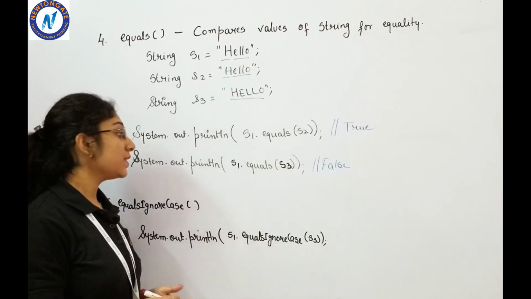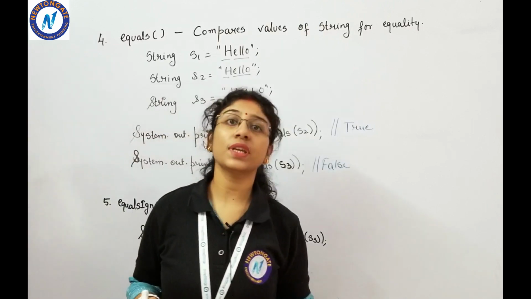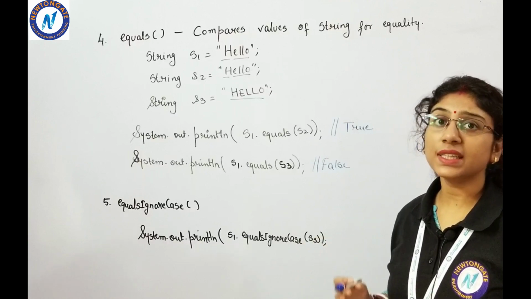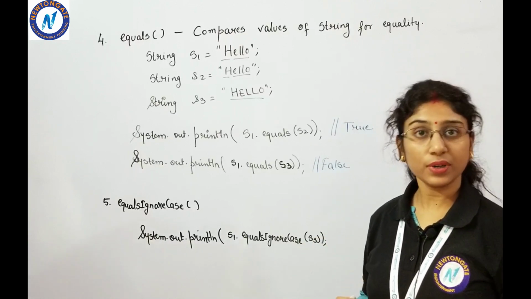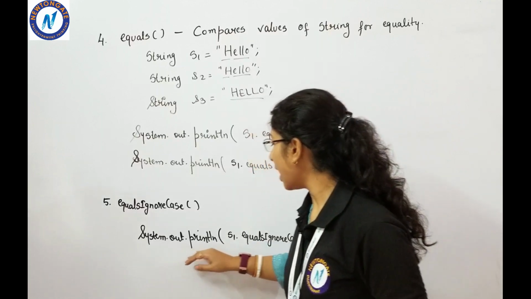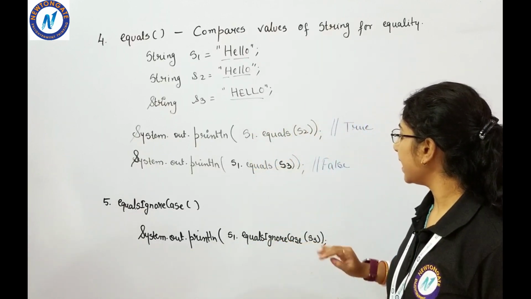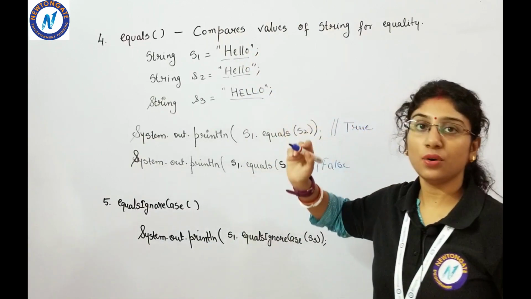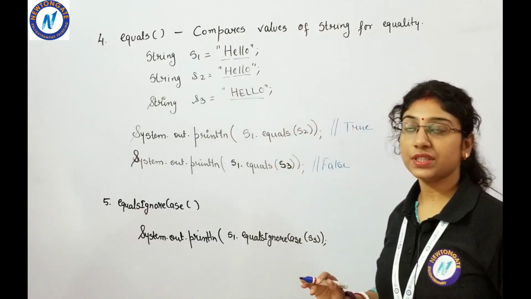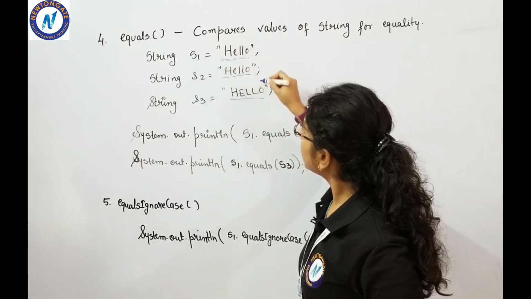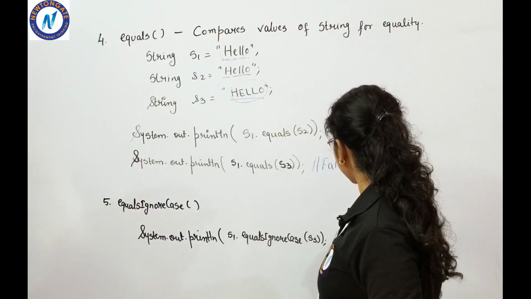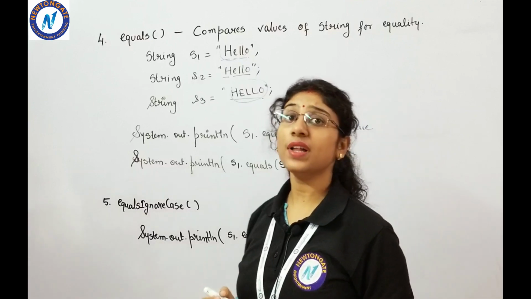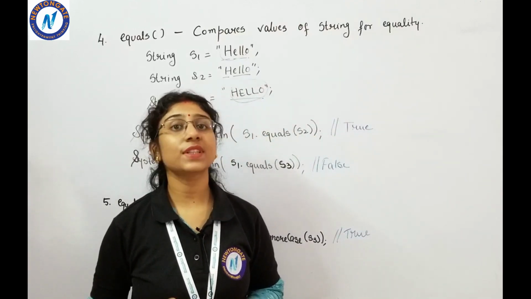Now, the next function is equalsIgnoreCase. The task is the same, but it will not check the cases. If the characters are matching, then it will consider both strings equal. Here you can see System.out.println(s1.equalsIgnoreCase(s3)). Both s1 and s3 store the word hello. All the cases are different, but still it will return true. Why? Because the characters are the same. That is the difference between equals and equalsIgnoreCase. Hope this one is clear to you.